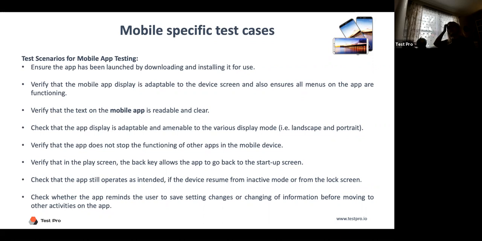So yeah, verify that the application does not stop the function of other apps on the mobile device. Make sure, for example, you use Instagram, and you want to bring up the camera. You're supposed to make sure that the Instagram application is not covering the camera application, or the opposite. We're supposed to make sure that our application is not affecting the usability of other applications already installed on the phone. So that's what we're supposed to test.